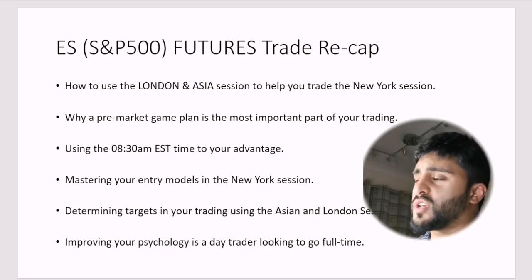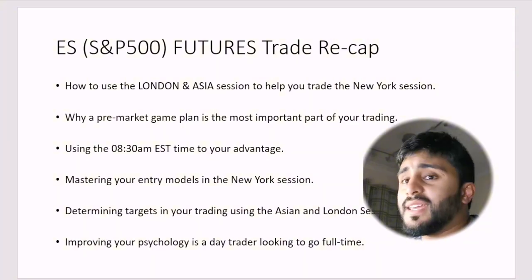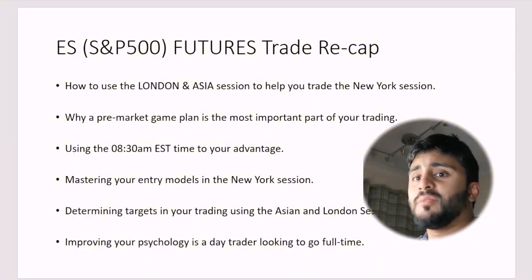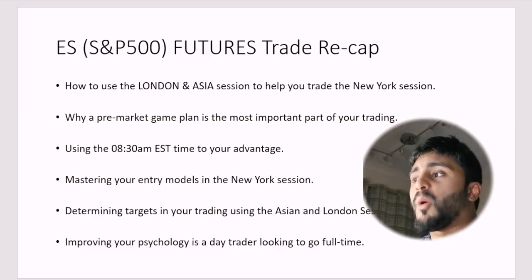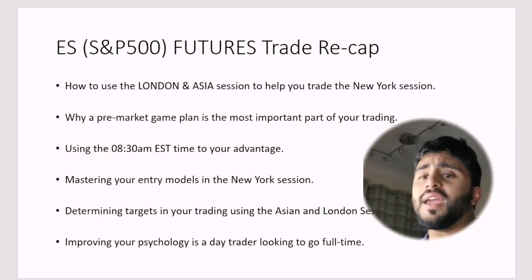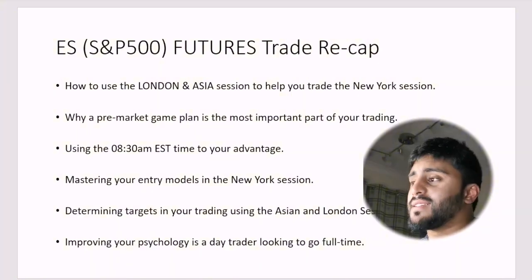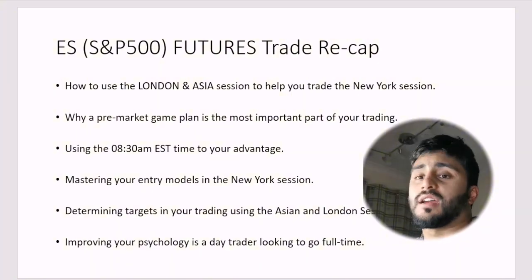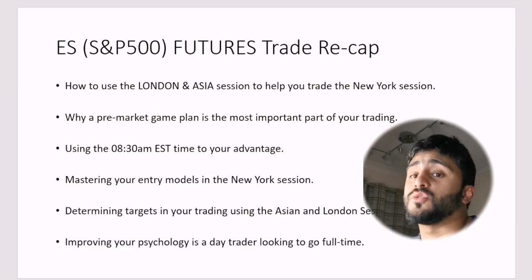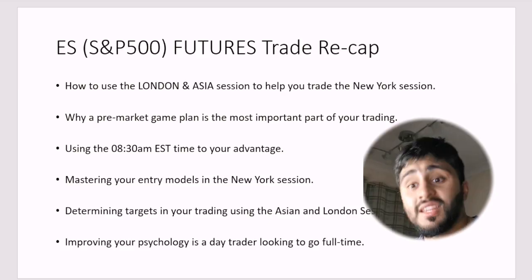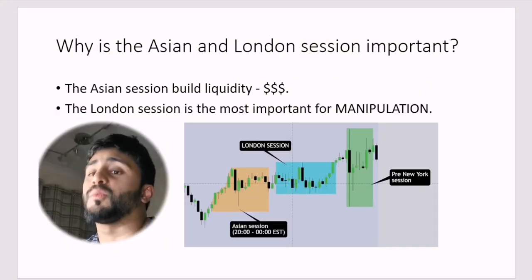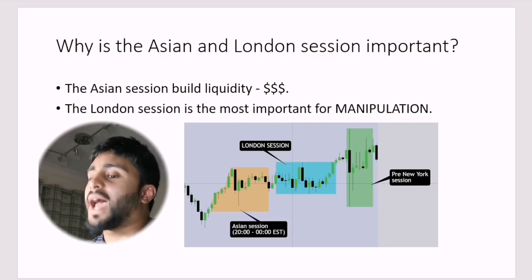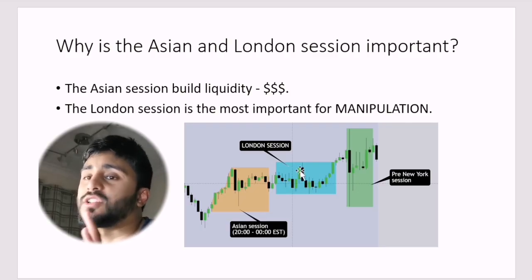So the learning objectives for this particular video are: an ES futures trade recap; mastering the London and the Asian session to help you trade the New York session; why a pre-market game plan is so important; why using 8:30 a.m. Eastern Standard Time is a great time in the markets, especially if you're a New York trader, to use to your advantage; mastering your entry models in the New York session; determining how to use the Asian and the London session to help determine your entries in terms of liquidity and where big players are getting in and out of the markets; and overall improving your psychology as a New York trader.